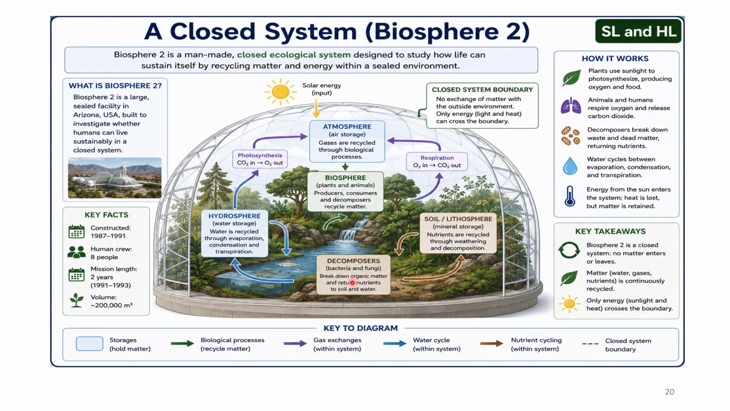For example, a fallen leaf is decomposed by microorganisms, releasing nutrients that can be absorbed again by plants. This illustrates how closed systems depend on efficient recycling. Biosphere 2 highlights an important principle. Although matter is retained and recycled within a closed system, continuous energy input from the sun is essential for maintaining ecosystem functions and supporting life.